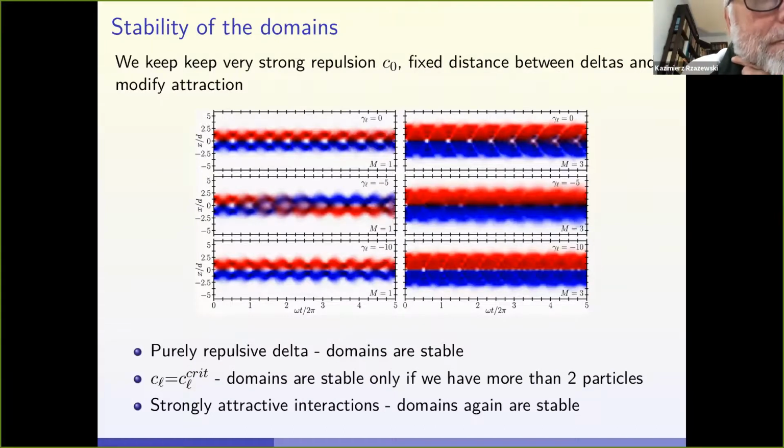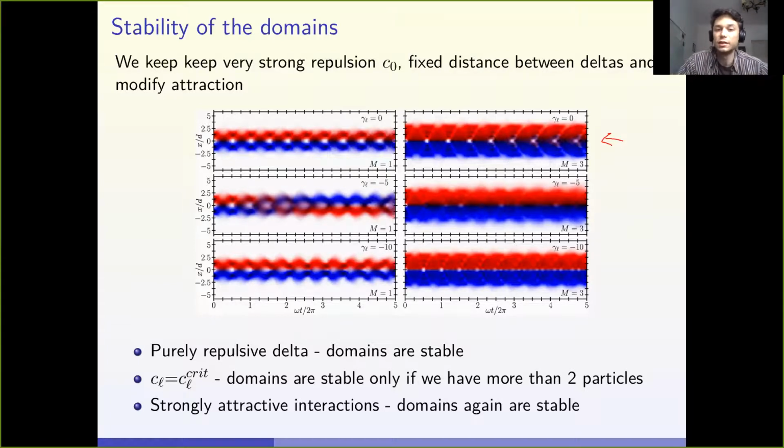Okay, so stability of the clouds. We keep a very strong repulsion. We have fixed distances between deltas, and we modify the attraction. Here we have two cases. The first one is M equal to 1, so 1 + 1 molecules, and there we have 3 + 3 molecules. We start with the case of zero attraction, just a single repulsive delta, as I showed you at the beginning. And what you see is stabilization of the clouds, just as it was, since we have very strong repulsive interactions.